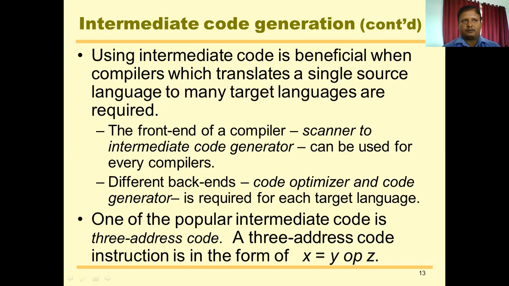The first three phases are analysis phases: lexical analysis, that is the scanner, the parser, and semantic analysis. These three analysis phases we call the front end of the compiler. Scanner to intermediate code generator can be used for error checking. The remaining code optimization and code generation phases we call the back end of the compiler. That means the code optimizer and code generator, which are required for target code. One popular intermediate code we use is the three-address code format, in the form x = y operator z, that is, identifier 1 equal to identifier 2 operator identifier 3.